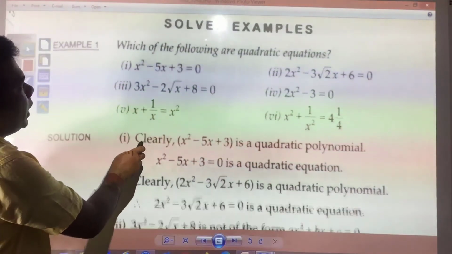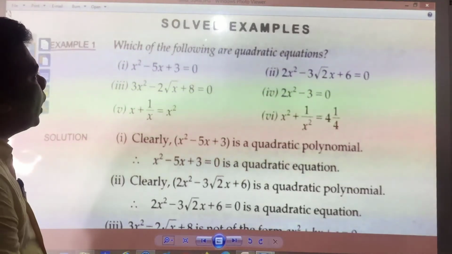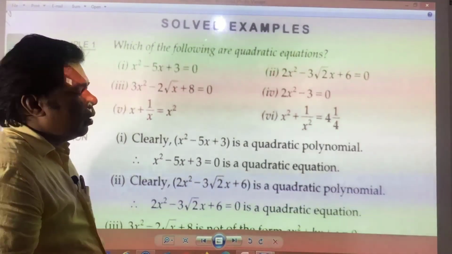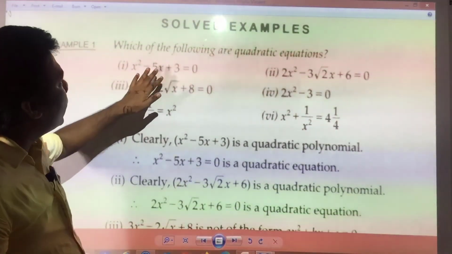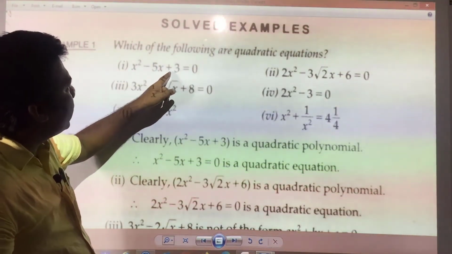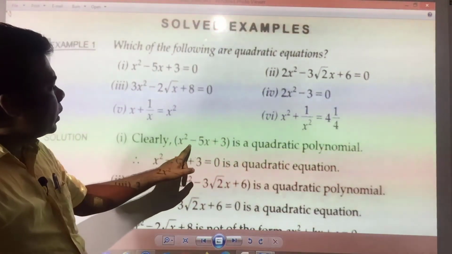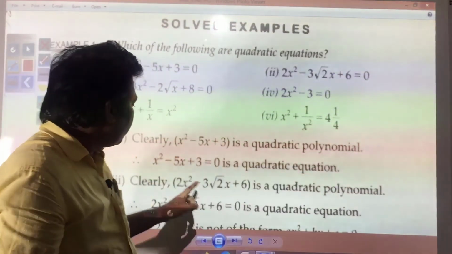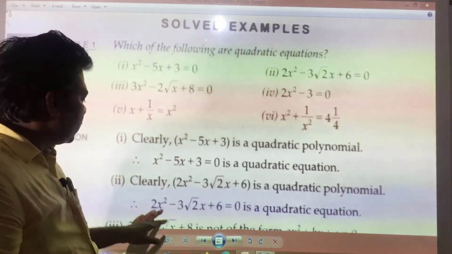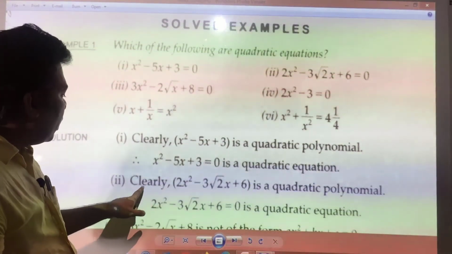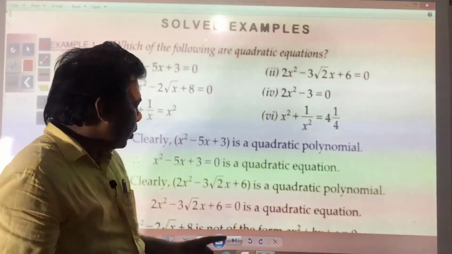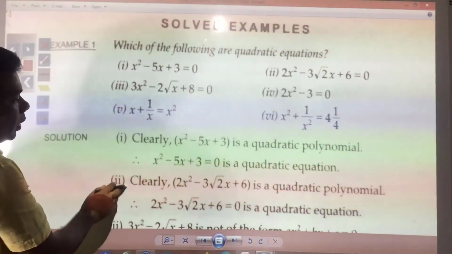Some solved examples are there. Here you see, which of the following are quadratic equations? First of all, you need to recognize, as you have already done in polynomials, which are quadratic equations. Here you see, first one, x square minus 5x plus 3 is equal to 0. Clearly, x square minus 5x plus 3 is a quadratic polynomial and therefore, x square minus 5x plus 3 is equal to 0 is a quadratic equation. Second, 2x square minus 3 root 2 x plus 6 is a quadratic polynomial and therefore, this is a quadratic equation.